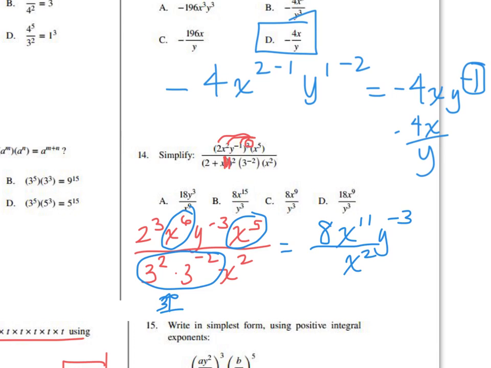All right, so I know my only number is going to be 8, so I can eliminate a and d. That negative 3 makes that y cubed go to the denominator. So all I have to do is take care of this x. So if I'm dividing, what do I do with those exponents? Subtract. So 11 minus 2 is 9. My answer is going to be C. Fantastic.